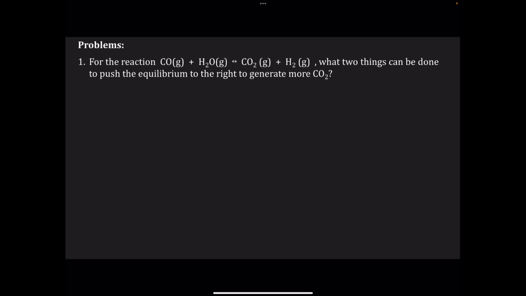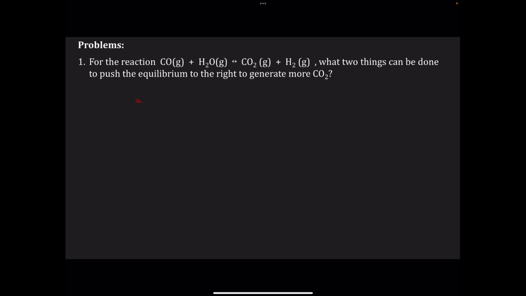So if we take a look at problem number 1, here we've got the reaction of carbon monoxide with water to produce carbon dioxide and hydrogen. We're asked what 2 things can be done to push the equilibrium to the right, so in that forward direction, to generate more carbon dioxide. So we think about the 2 manipulations we just talked about that are going to push the reaction forward.